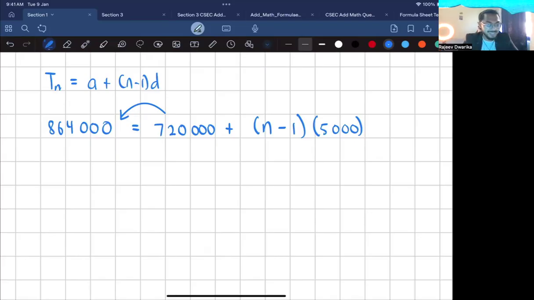Think out loud, Kiara. I have real speakers, so I'm hearing the truck passing and things. Oh. So yeah, Kiara, what is 864,000 minus 720,000?